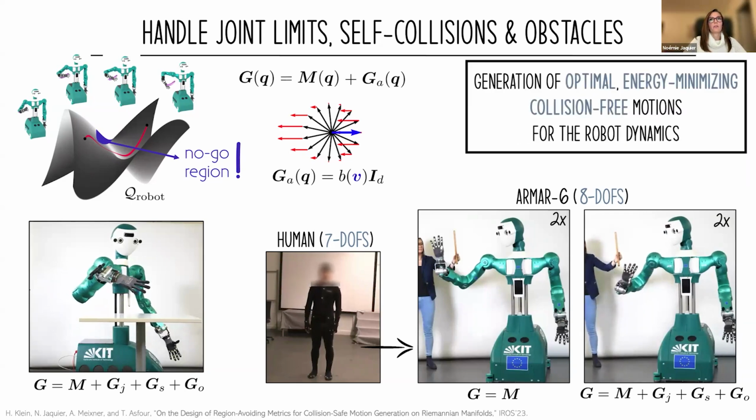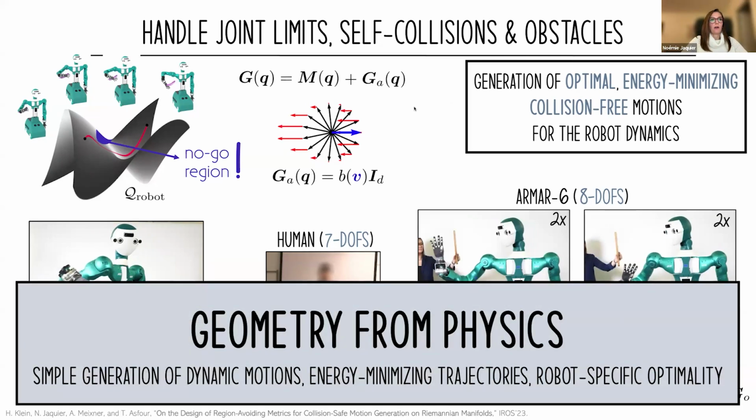So in other words, we are generating motions that are as optimal as possible. They are optimal for the robot at hand. They are still energy minimizing, but they are collision free, and they all account for the robot dynamics. So the idea for this part was to have geometry that comes from Lagrangian dynamics, to account for the geometry that naturally arises from those Lagrangian dynamics. This allows us to simply generate dynamic robot motions that correspond to energy minimizing trajectories and that are optimal for the robot at hand.